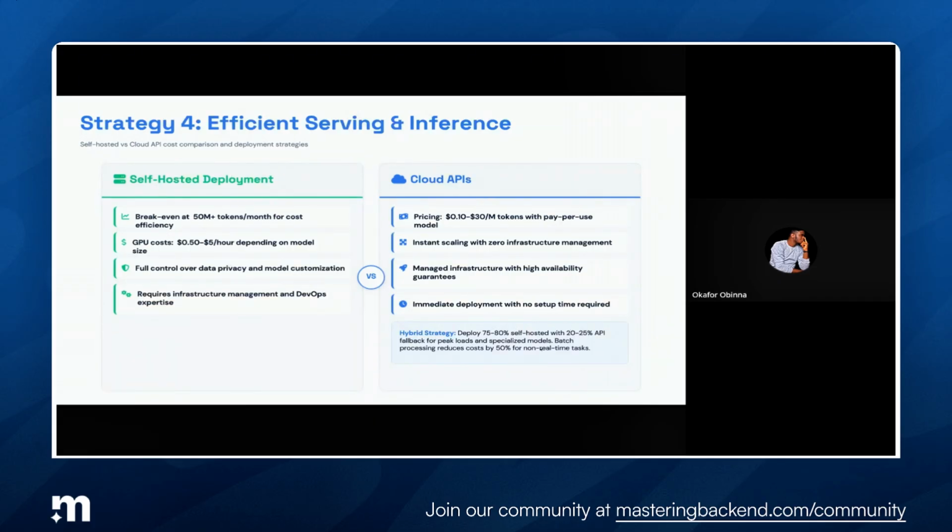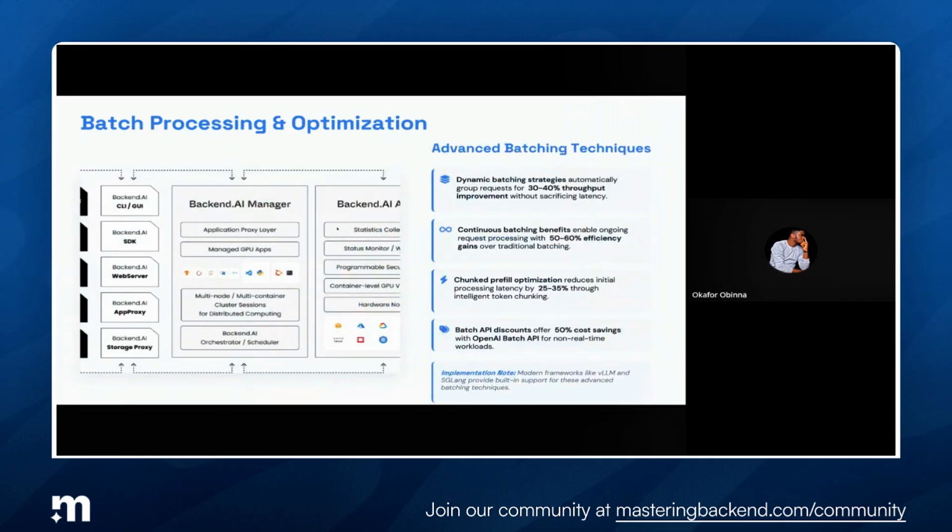So it's left for you. The hybrid strategy is obviously going to save you way more, that's if you're having millions of users using your AI infrastructure. So specialized model batch processing reduces cost by 50% for non-real-time tasks. So this is a batch processing optimization: dynamic batching strategy, automatically grouping requests for 30 to 40% throughput improvement without sacrificing latency.